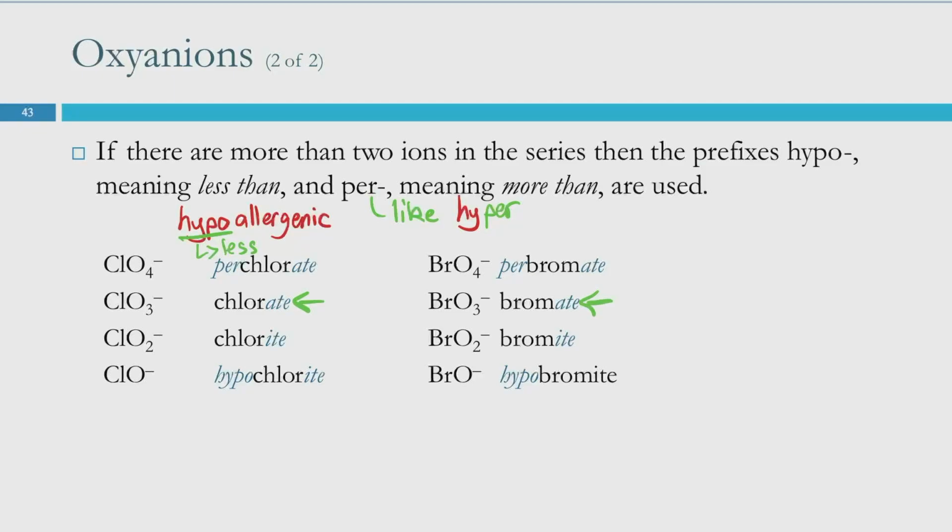So here's our ates. These are the ones that you'd memorize. ClO3 minus, BrO3 minus for a bunch of different oxyanions. From the ate ending, if we add one oxygen, then we add the per prefix in front. So relative to our ate, we've got the plus one oxygen. We add the per prefix in front.